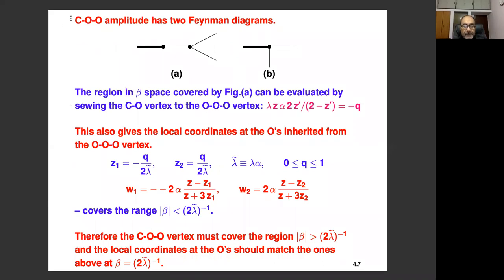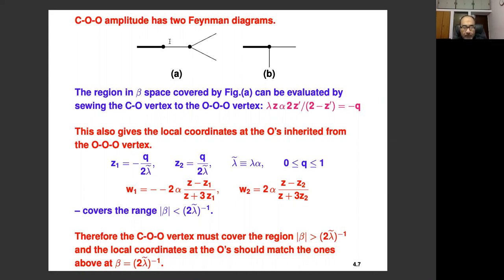So the COO disk amplitude, you can convince yourself that this gets contribution from two Feynman diagrams with open string intermediate states. One is this one, and the other one is the contact term. So first, let's analyze this one, and see which region of the beta space is covered by this. And to do this, we basically take the sewing of the CO vertex with the OO vertex.